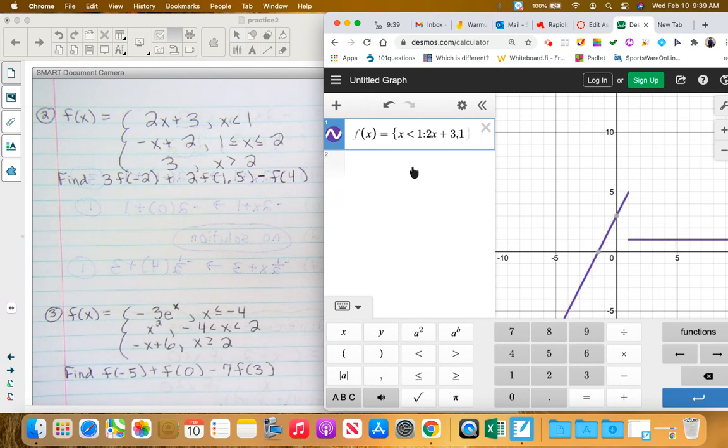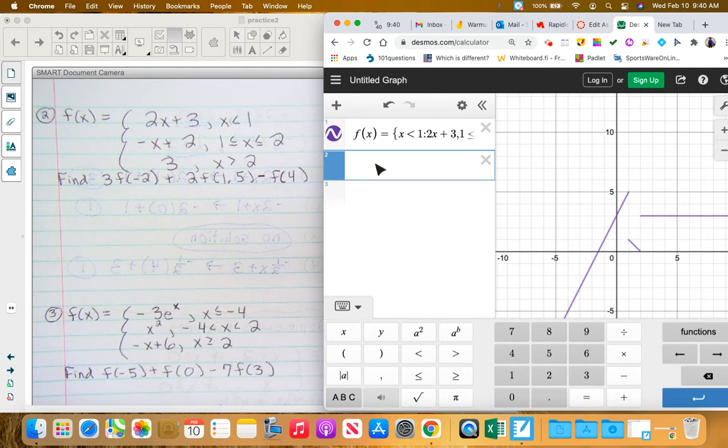This time we're typing in 1 is less than or equal to x, which is less than or equal to 2, followed by a colon. And then we're typing in negative x plus 2. So that is that little teeny tiny section that has the negative slope that just popped up. And now I need to type in my last section. So we need to put a comma. So we type in x is greater than 2, followed by a colon. And then type in 3. So 3 is just a horizontal line. 3 represents y equals 3. So anything that's y equals a number is just a constant. So that represents this purple section that just popped up.